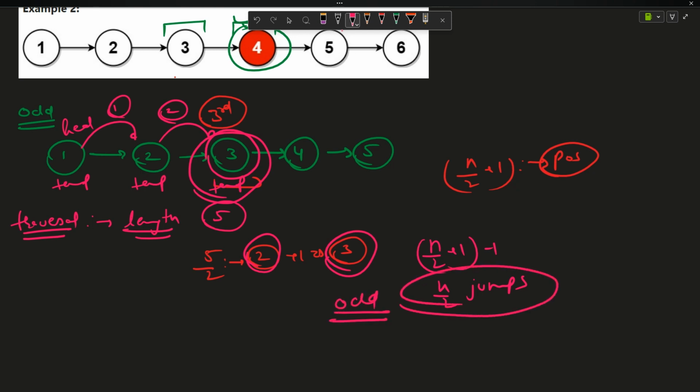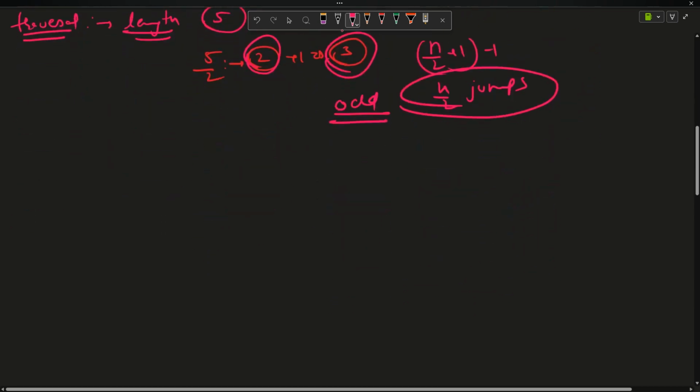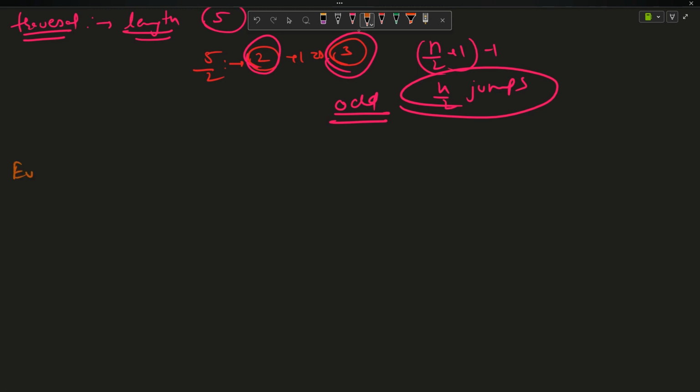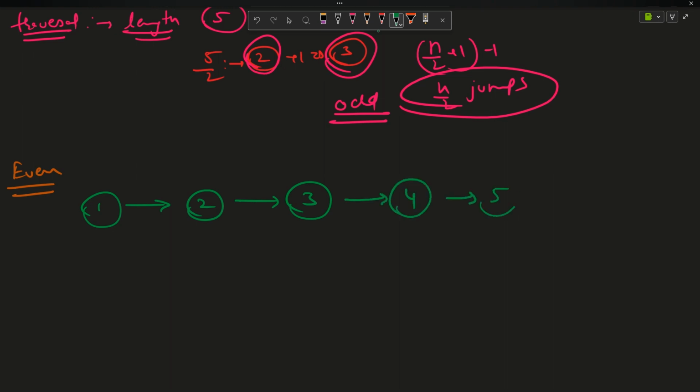Now let us explore for even as well. As I said, when the answer is sensitive to odd and even, just draw two test cases, one for odd, one for even, and try to run your approach. Moving towards the even one. This is for even, right? Suppose your linked list is 1 connected to 2, connected with 3, then 4, then 5, then 6. The answer is 4, as we saw above.